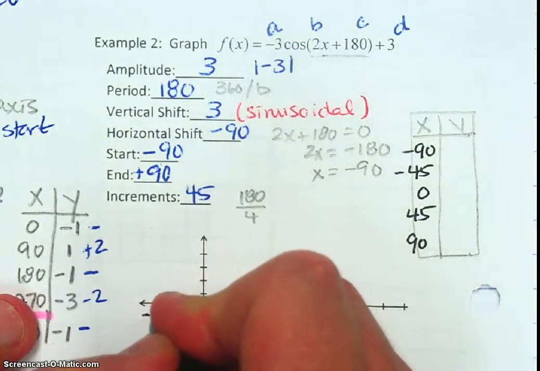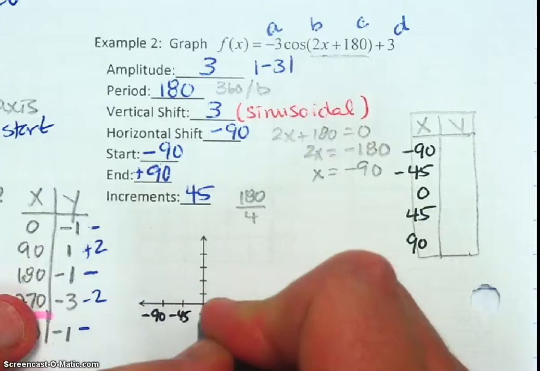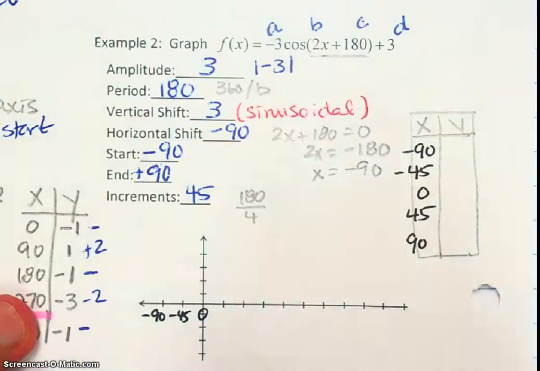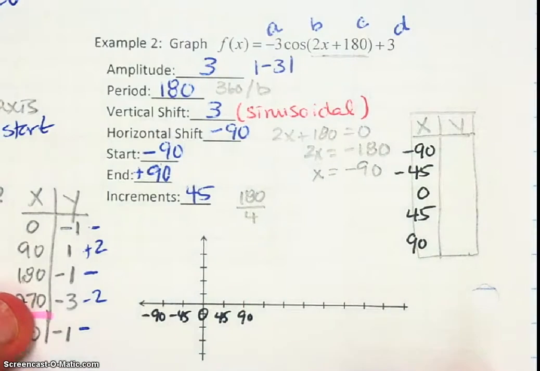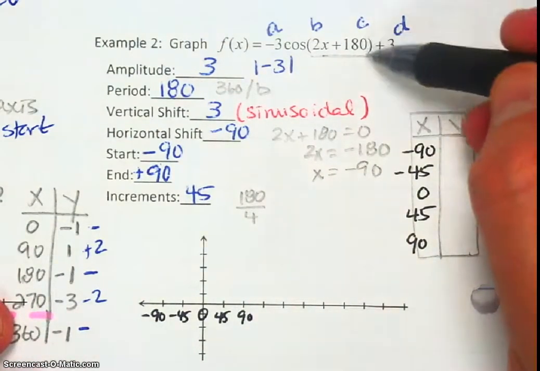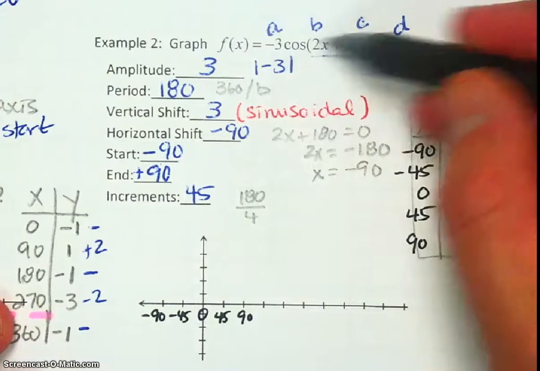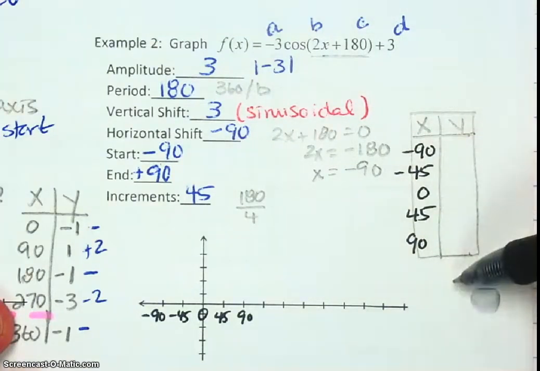So I'm going to put negative 90 here. I'm going to go negative 45. 0 is still at 0. Positive 45 and positive 90. Okay, and then to get these y values, I can plug in the numbers for x, and I could plug those in and get out my y values, or we could do this.